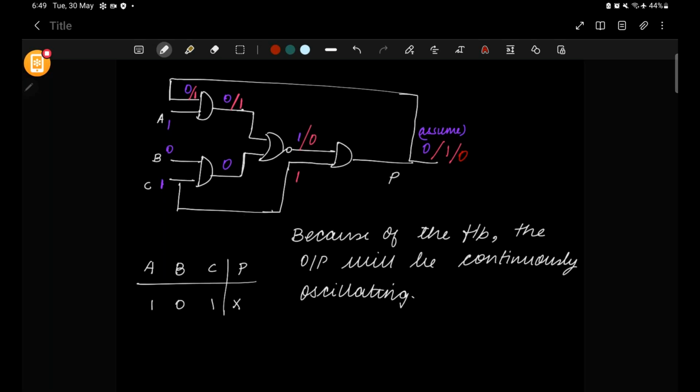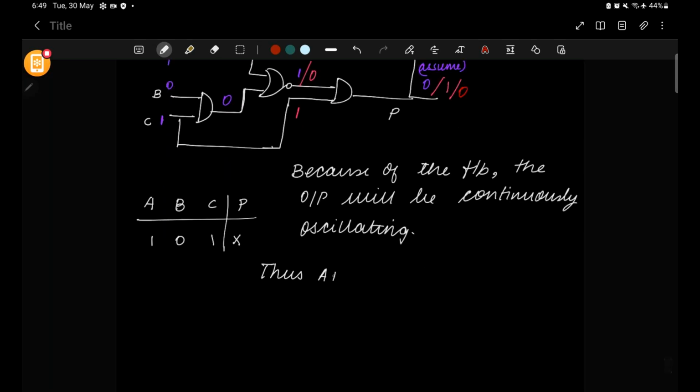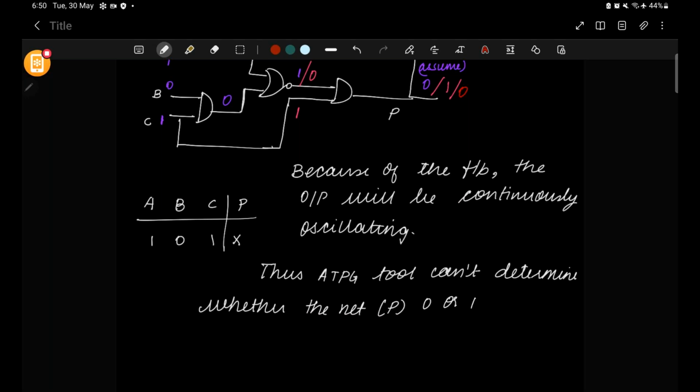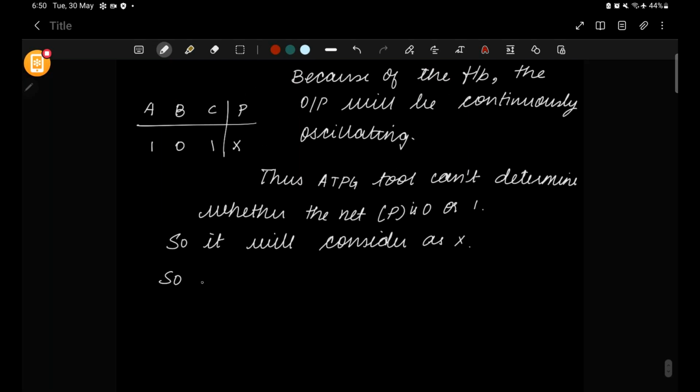So what is the problem here? The ATPG tool can't determine whether the net, that is the P net, is 0 or 1. So it will consider it as X. So we will lose the coverage on the net.